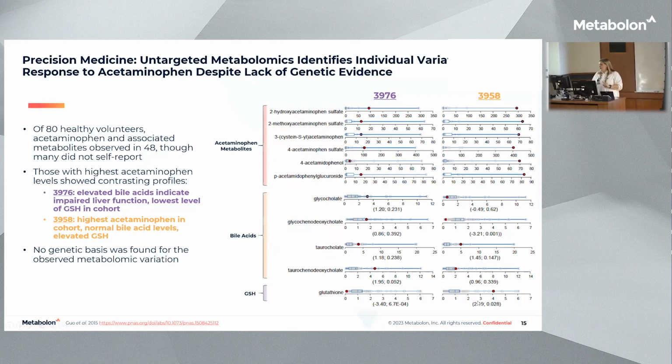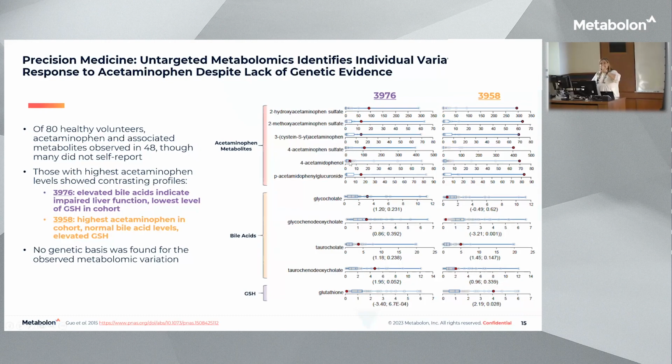But then we also saw that this person happened to have very large amounts of glutathione. So they likely had a metabolic system that was protective of the fact that they probably couldn't process Tylenol, because they had all this glutathione, which prevented the liver damage.